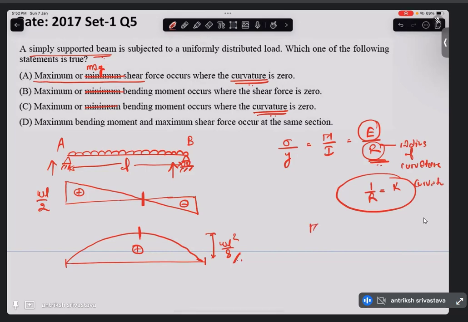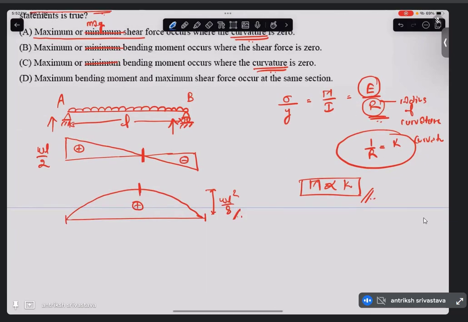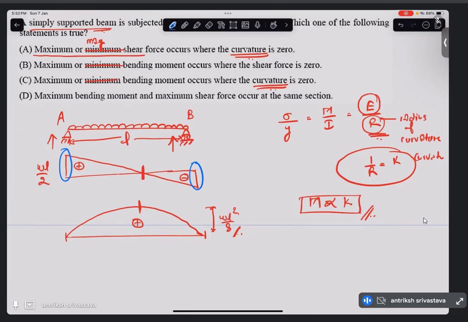So looking at this equation, you can see that M is proportional to K. So the bending moment is proportional to the curvature. Okay, let's just keep that in mind. Now, what is the first option? First option is saying maximum shear force occurs when the curvature is zero. So maximum shear force, that is on the supports, occurs when the curvature is zero. So here, if you see, the bending moment is zero on the supports, and also in the support shear force is maximum. So you can think for this particular case that this is true.